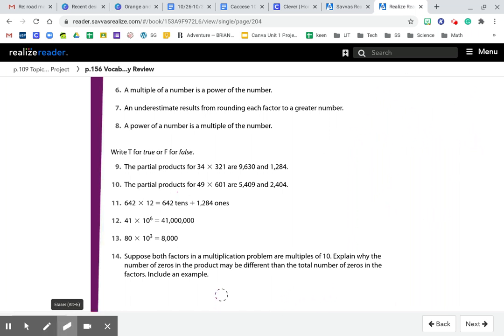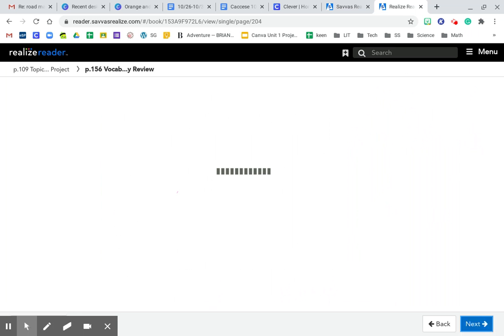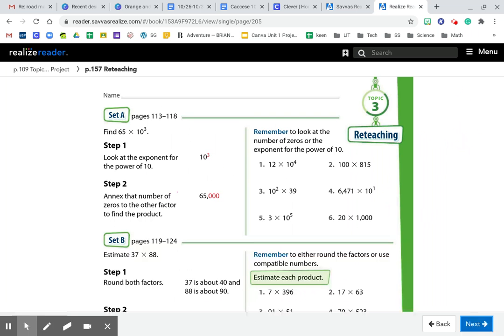Now, moving on, we are going to go into the review, the topic review, reteach. So remember, you can go back to these sections in the book if you're having any trouble with any of this, and it looks like Chinese to you or some unknown language.